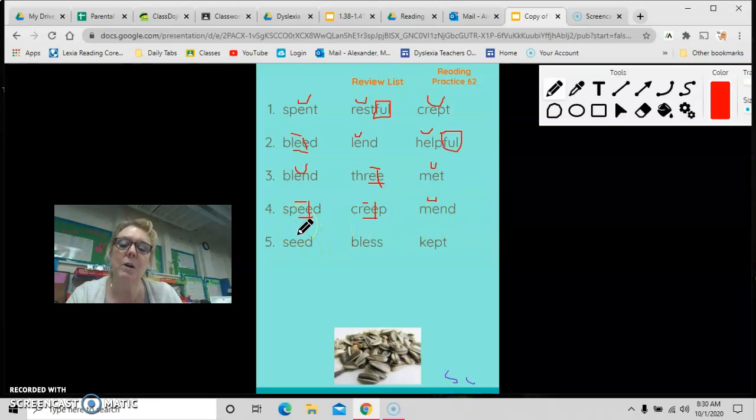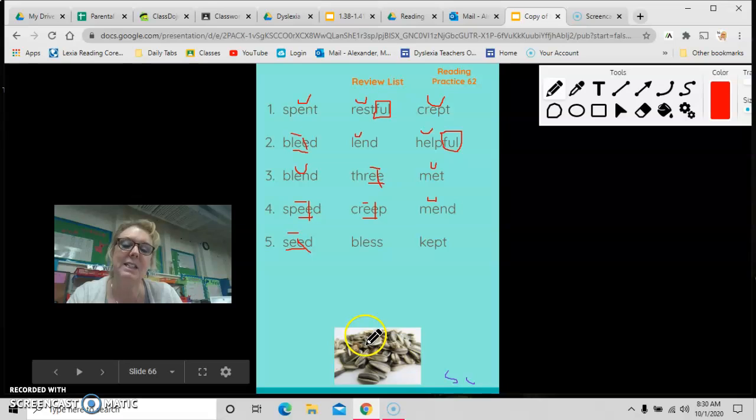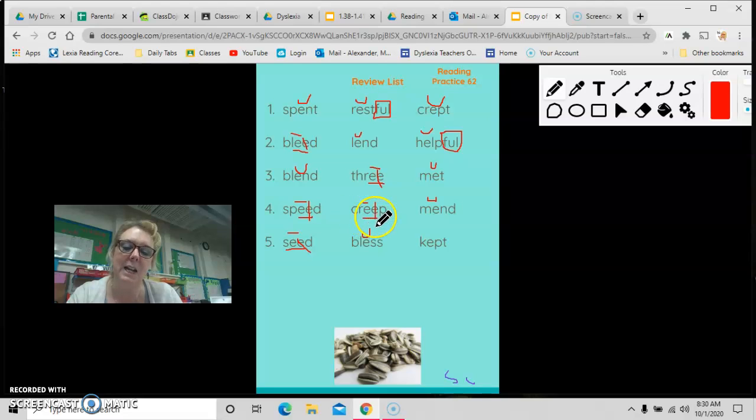Okay, the last row. What kind of syllable? Vowel pair. Good, you remembered. You remember to cross out that E and put a macron. Okay, read that word. Seed. Just like the picture below. Seed. Alright, what kind of syllable is this? Closed. Mark it with a breve. Read that word. Bless. Alright, and the last one, what kind of syllable? It's also closed. Mark it with a breve. Read it. Kept.